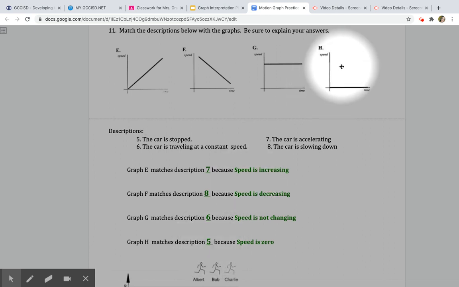And graph H matches description. Here's graph H. And if you notice that dark line down here matches description 5, the car has stopped. It's not moving at all.